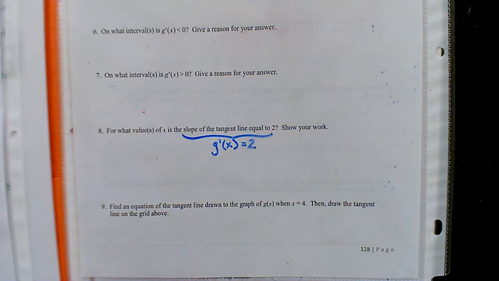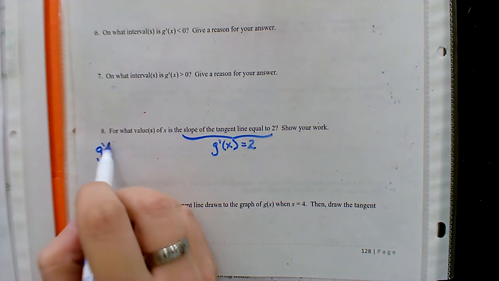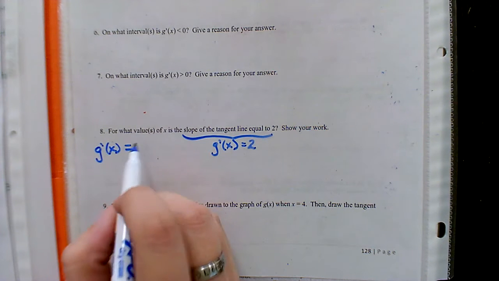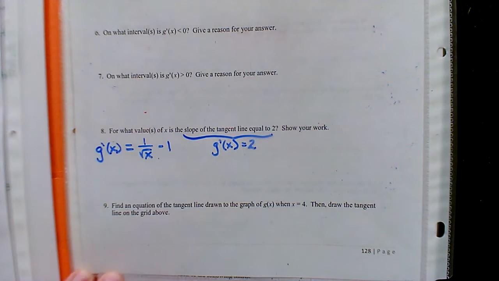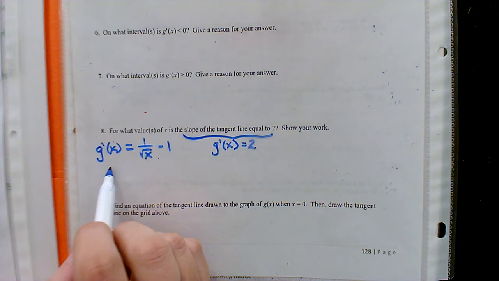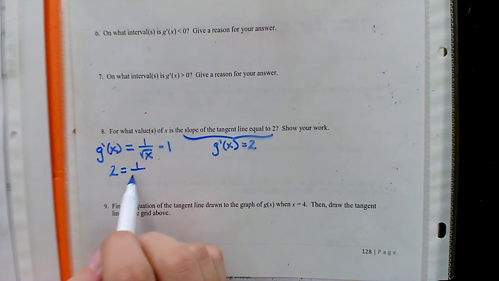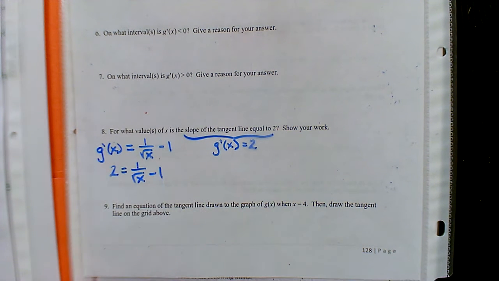All right, did we already find the derivative of this g equation on page 128? Did we do that at the top? I think it was number 5. Okay, so we said g prime, the derivative, was 1 over the square root of x minus 1. Is that what we have? Okay, and we want the derivative to equal 2, so we're going to set that derivative equal to 2, and it's up to us to go ahead and solve for x.